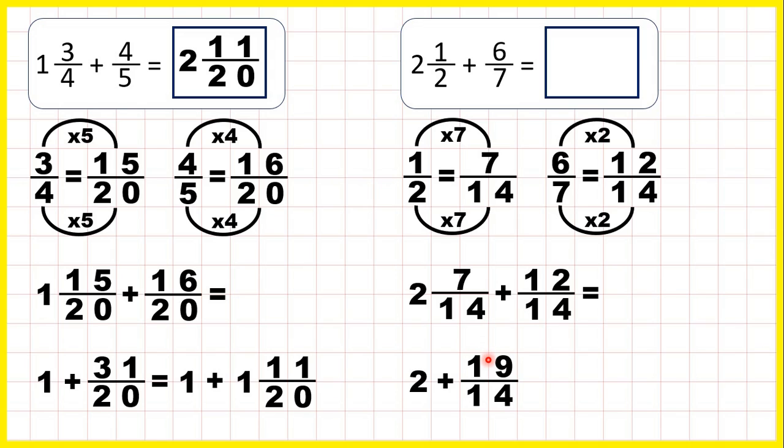But we have a problem. Again, we can't write 2 19/14 as our answer, because we can't have an improper fraction in a mixed number. So instead of 2 plus 19/14, we can have 2 plus 1 5/14, because 19 divided by 14 is 1 remainder 5. So now 2 plus 1 is 3, the 5/14 stays the same, so our answer is 3 5/14.